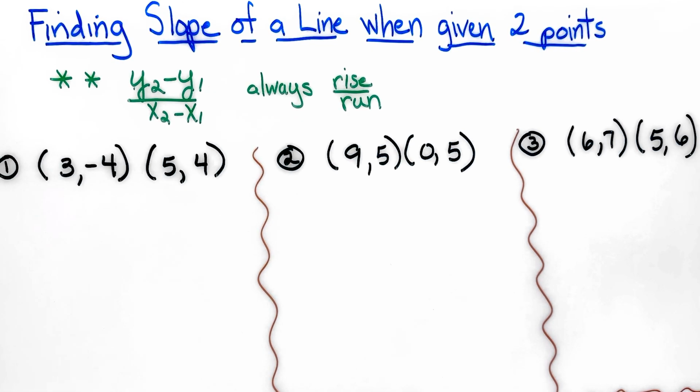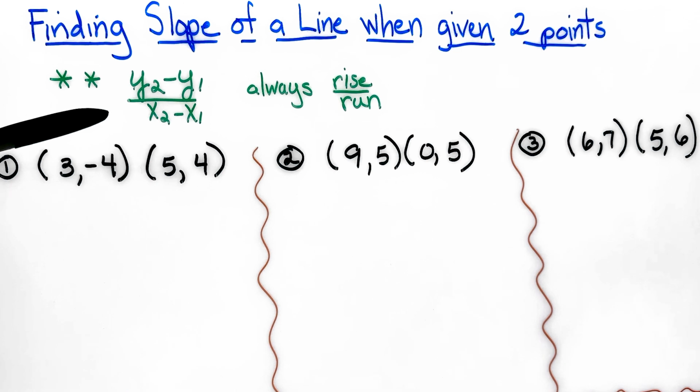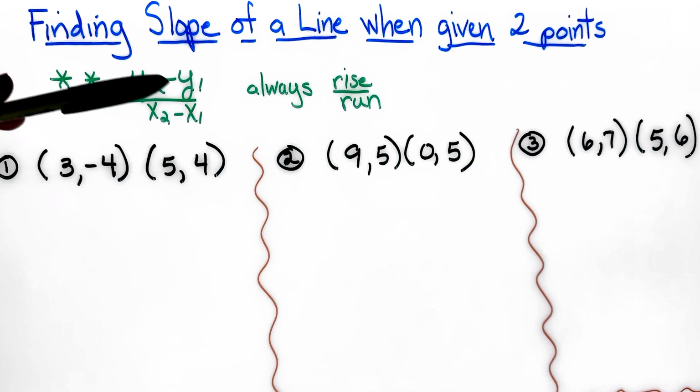In this lesson, we are going to be finding the slope of a line when given 2 points that are on that line. A very, very important formula to know is the slope formula, which is always rise over run. But notice it's in the format of y2 minus y1 over x2 minus x1. When you put your numbers in here and simplify, you will find the slope.